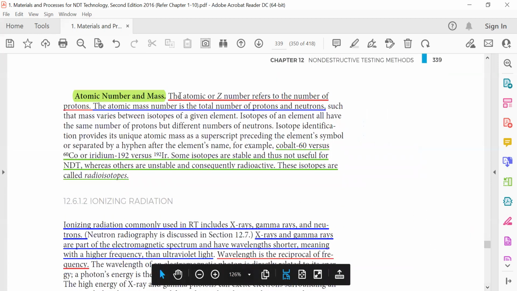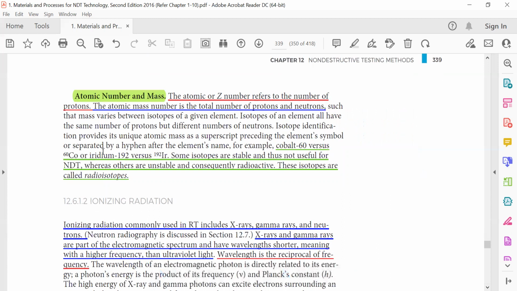Atomic number and mass. The atomic number, Z number, refers to the number of protons. The atomic mass number is the total number of protons and neutrons. For example, Cobalt 60 versus Cobalt 59, or Iridium 192 versus Iridium 191. Some isotopes are stable and thus not useful for NDT, whereas others are unstable and consequently radioactive. These isotopes are called radioisotopes.